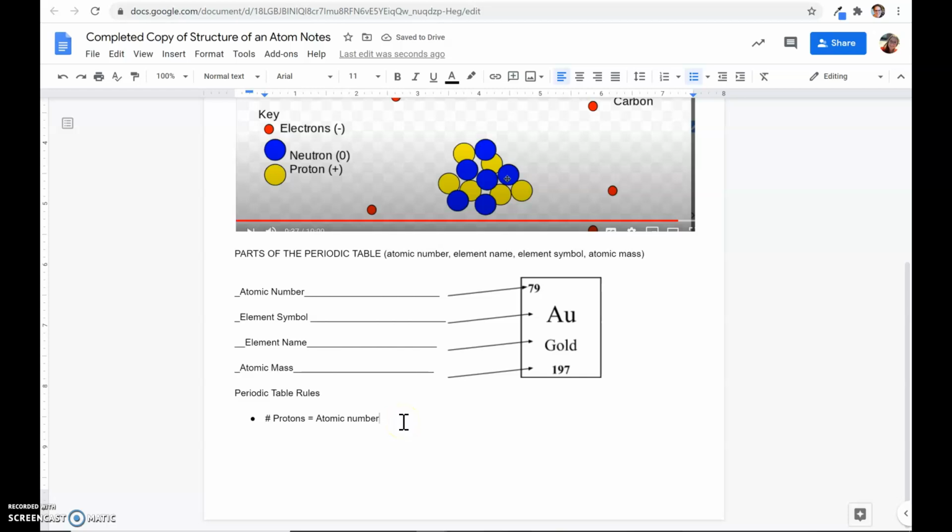So think back to your Build an Atom simulation that you did, and you should have noticed that every time you added a proton in the Build an Atom simulation, it changed the name of the atom. So basically the protons determine what the atom is going to be, okay? So gold always has 79 protons. There are no other atoms that have, no other elements that have that same amount of protons.